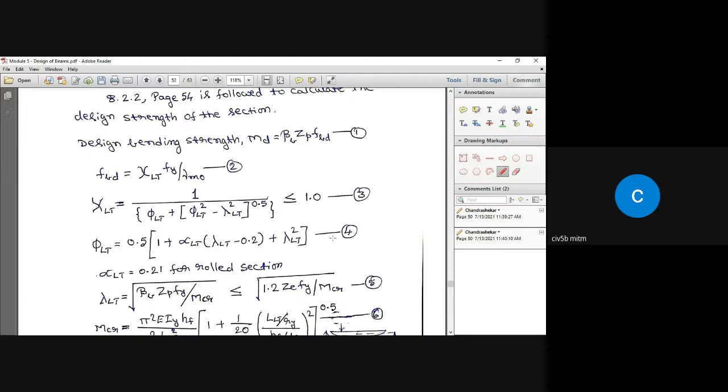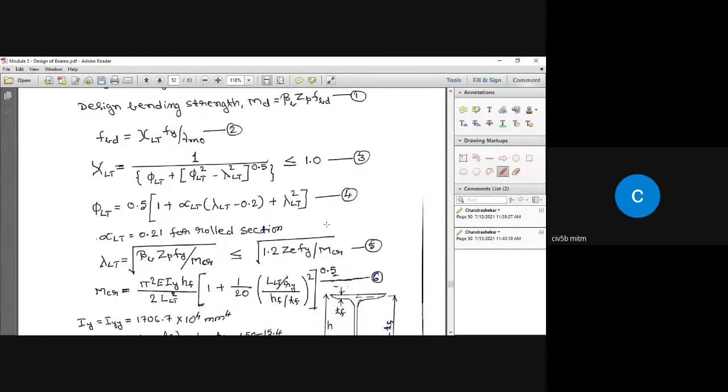Again, for the laterally supported beam in the previous case, it was very easy. That was M_d equal to beta_b Z_p f_y divided by gamma m0, just a single shot. But in this case it is a complex formula. Here we are not going to check for high shear or low shear. Remember, only in the case of a laterally supported beam do we check whether the section is subjected to high shear or low shear. In the case of a laterally unsupported beam, it doesn't matter whether the section is subjected to high shear or low shear. You have to proceed this way only.